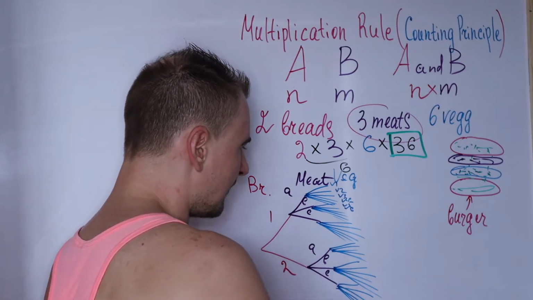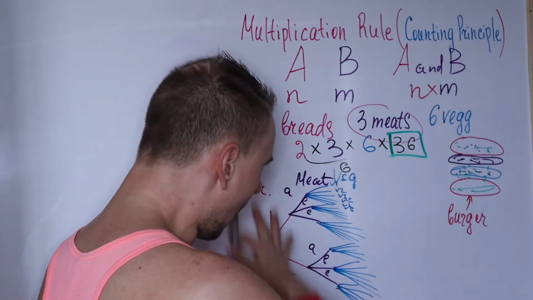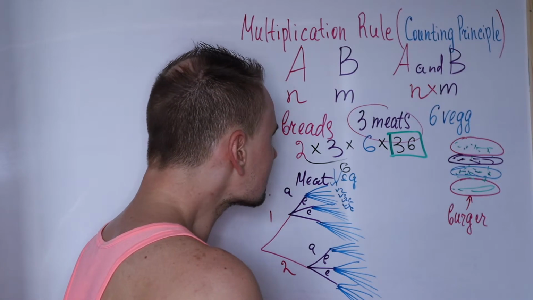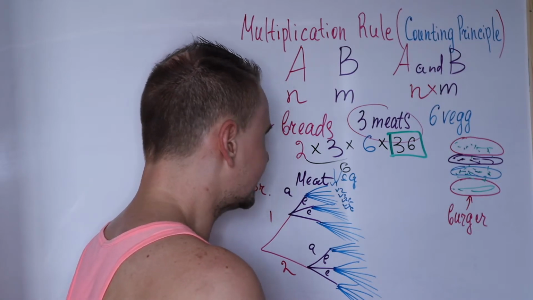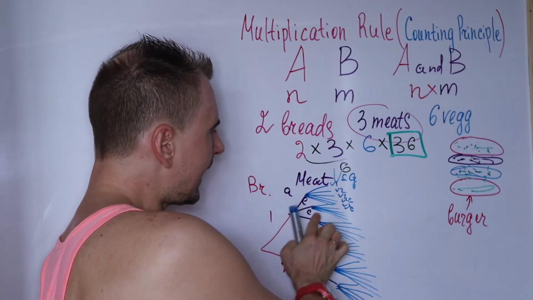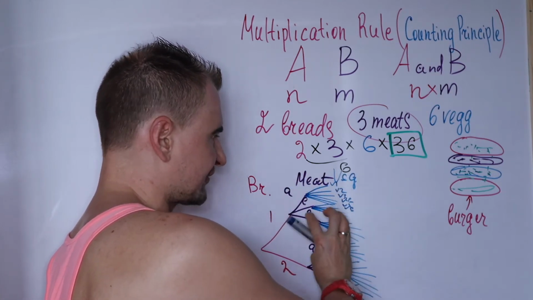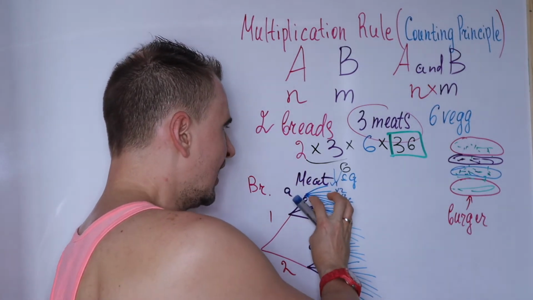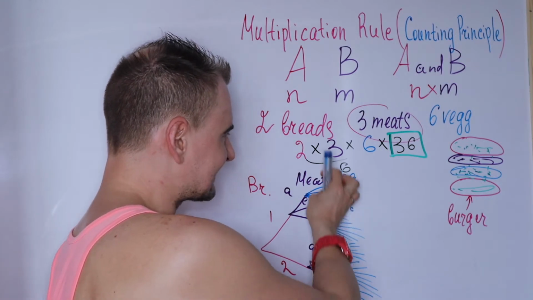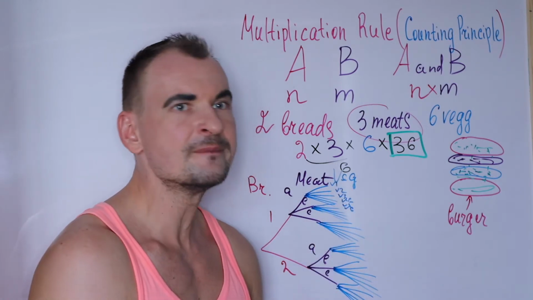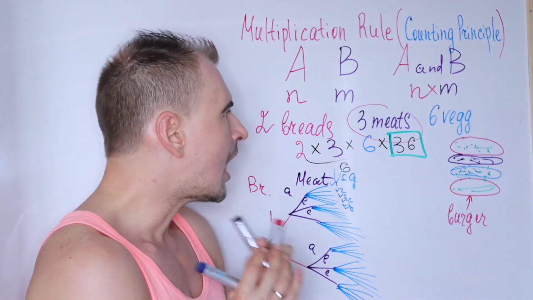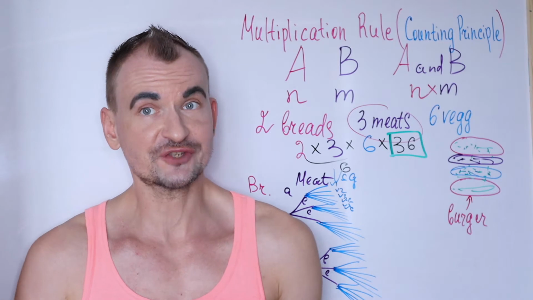the total number of all these possible outcomes is going to be 36. You have 6 branches over there, and you have 6 of these bunches of branches. So 6 times 6 gives you 36. Anyhow, the total number of possible outcomes is 36.